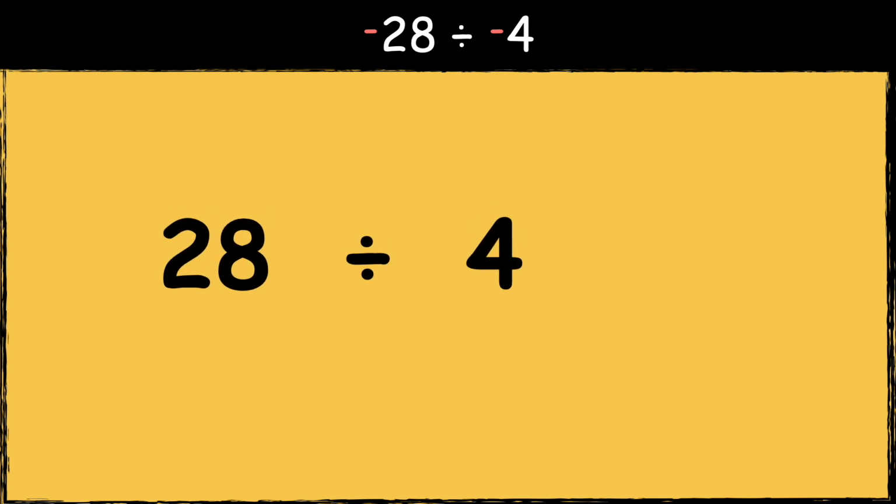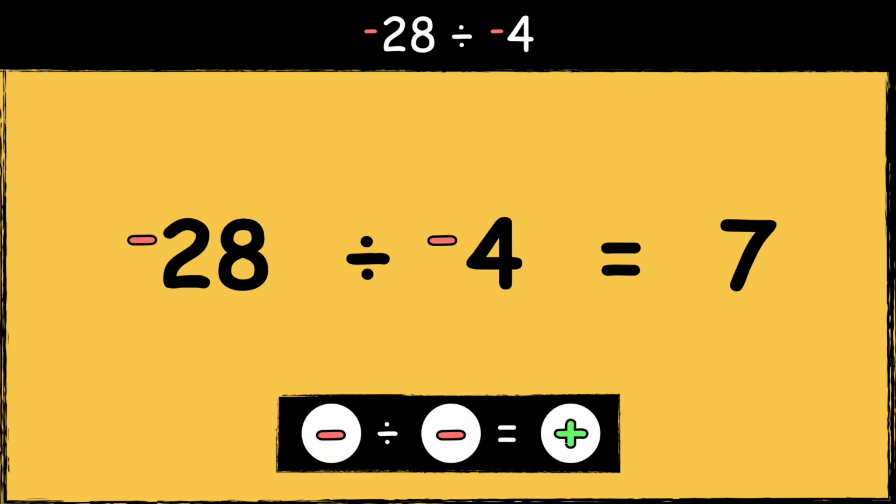Here's another example. Negative 28 divided by negative 4. Ignore the signs to begin with. 28 divided by 4 equals 7. Now let's look at the signs. Both numbers are negative. As the signs are the same, the answer is going to be positive. So the answer is positive 7.